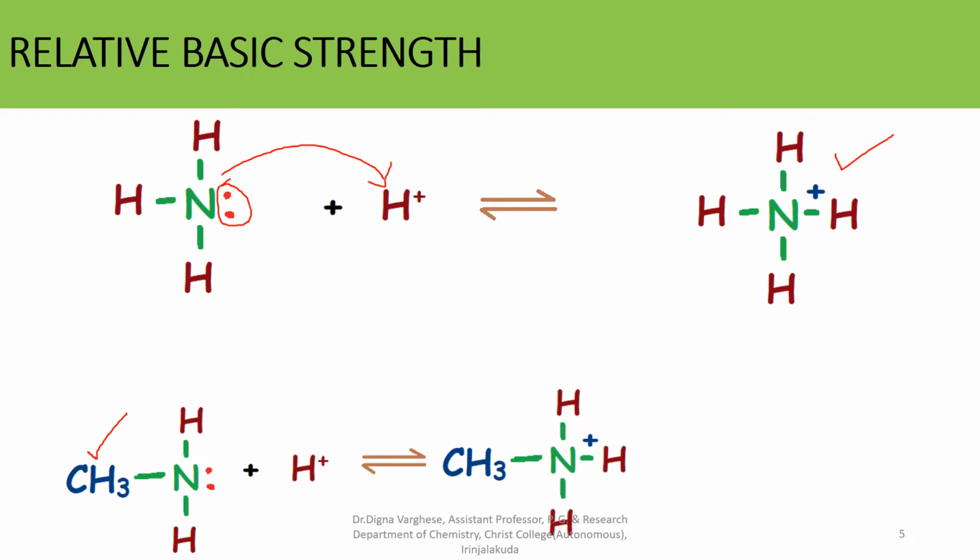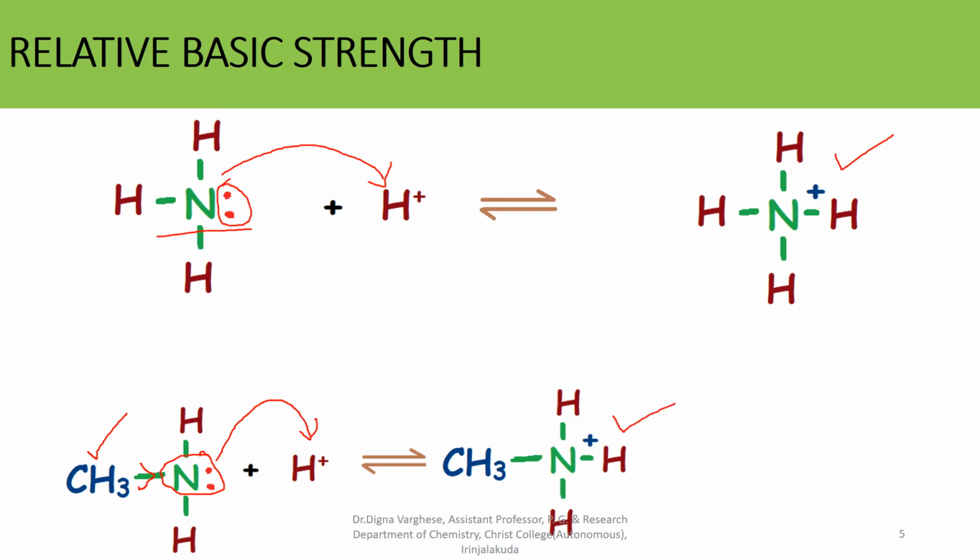So it can donate electrons towards nitrogen. So the nitrogen becomes more electron dense when compared to the ammonia molecule. So it can more easily coordinate to the electron deficient proton and form the methyl ammonium ion.